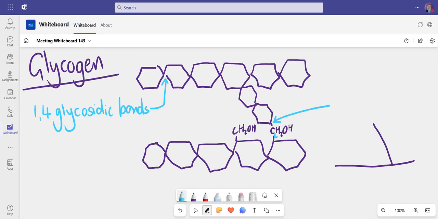But the important thing that we need to know here is about this bond just here. So we know that this carbon here is a 6, and this carbon here is a 1, because that would be our oxygen there. And we count around 1, 2, 3, 4, 5, 6. So that bond where we've got a branch is called a 1,6 glycosidic bond. So in glycogen, we've not just got 1,4 bonds, we've got 1,6.